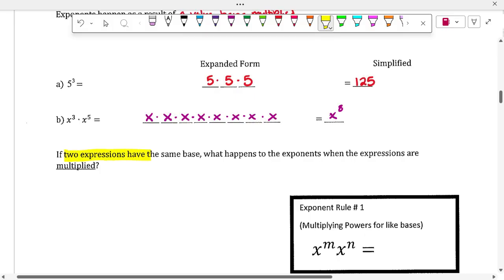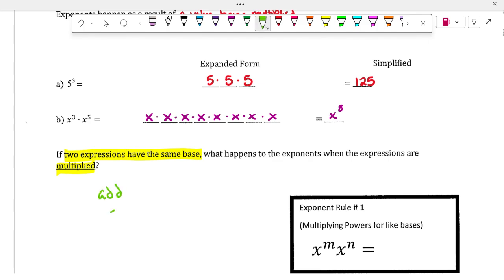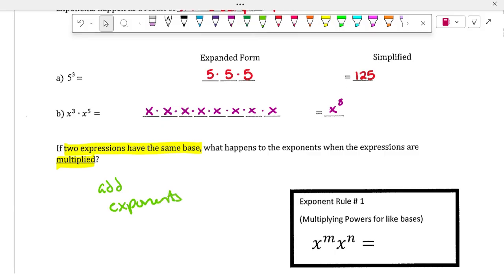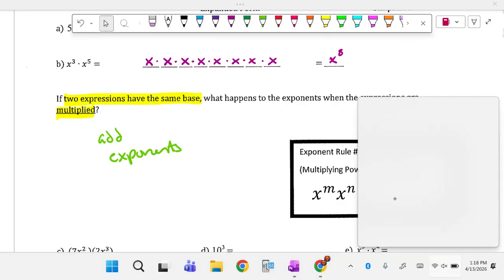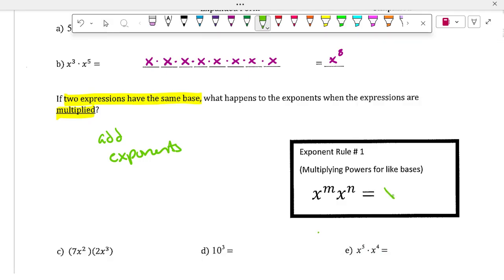So that comes to our first rule. If two expressions have the same base, meaning it's either the same number or the same variable, what happens to the exponents when the expressions are multiplied? You add the exponents. So that means x to the m times x to the n is the same thing as x to the m plus n. You just add the exponents and keep the base the same. Never change the base.